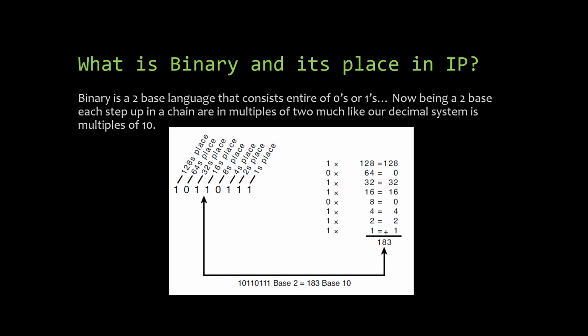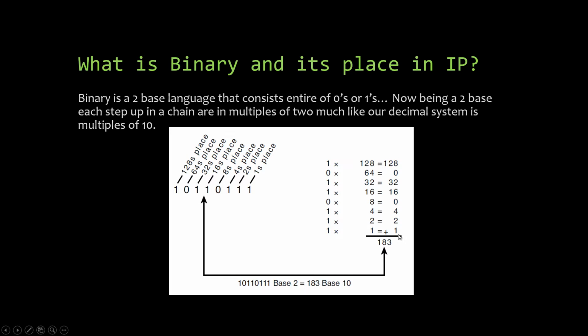So what is binary and its place in IP? Binary is a two-base language that consists entirely of zeros or ones. Now being a two-base, each step up the chain is in multiples of 2, much like our decimal system is multiples of 10. So if you have a binary address of 10110111, then you have a 1 here that's in the 1's place, a 1 here that's in the 2's place. Both of them added together makes 3. So you have a 1 here in the 4's place. Well, all of these added together makes 7. You have a 0 in the 8's place. If there was a 1 there, it would be 8 plus 7, which would be 15. Then you have 16s, 32, 64s, and 128.